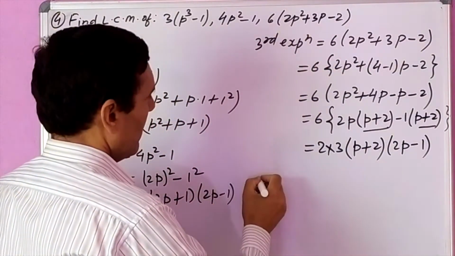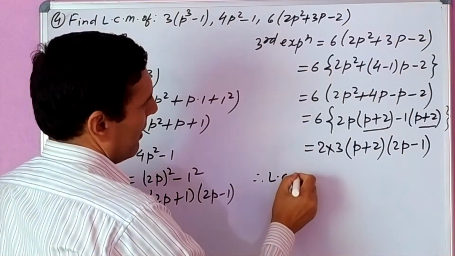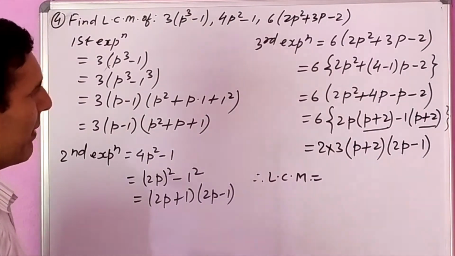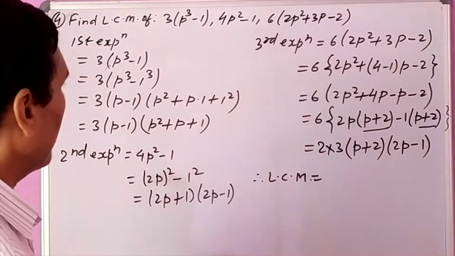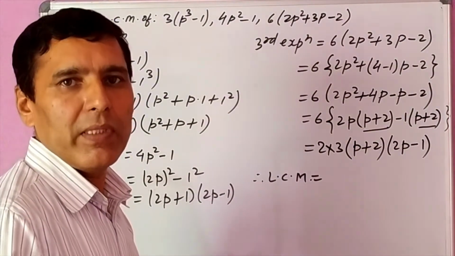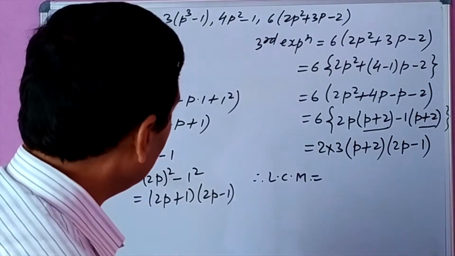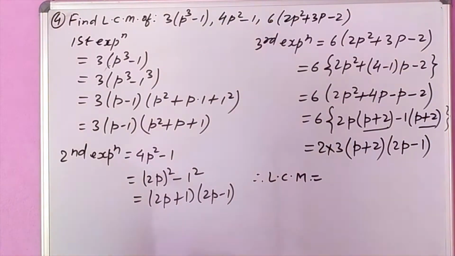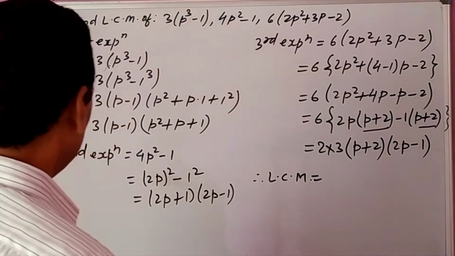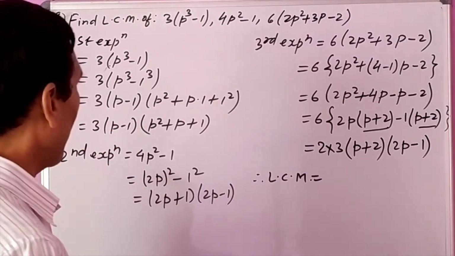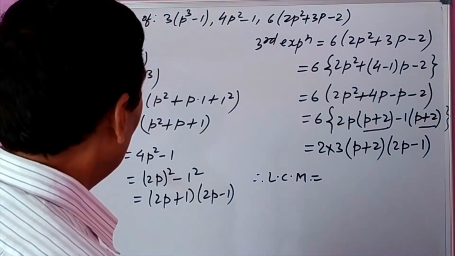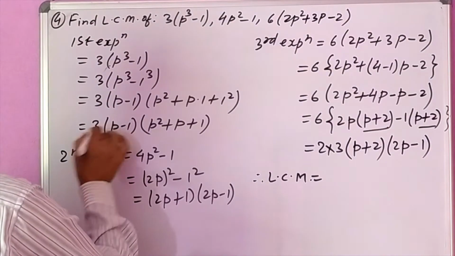Now we are finding their LCM. So first we find the common factors. If we find any factor common in all the three expressions, we write it. After that, we check the common in two expressions and remaining factors. We do not have any factor common in all the three expressions, so we have to check the common in two expressions. Okay, let's first start from the number 3.